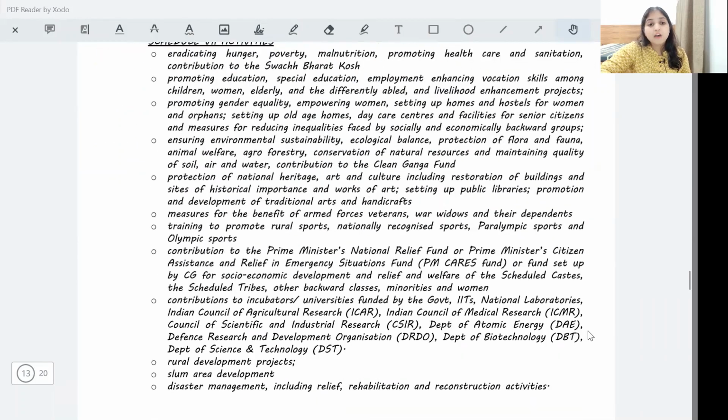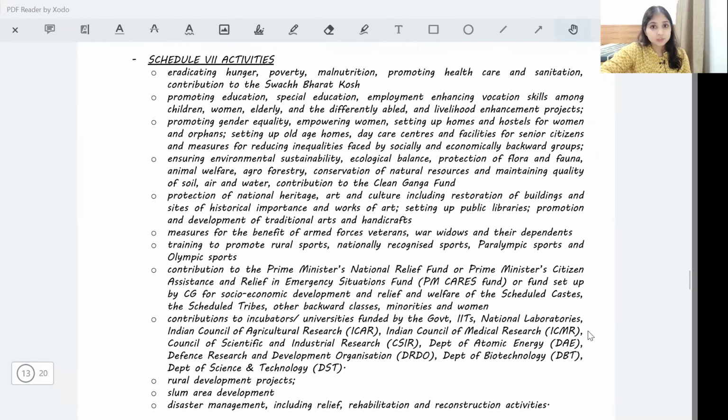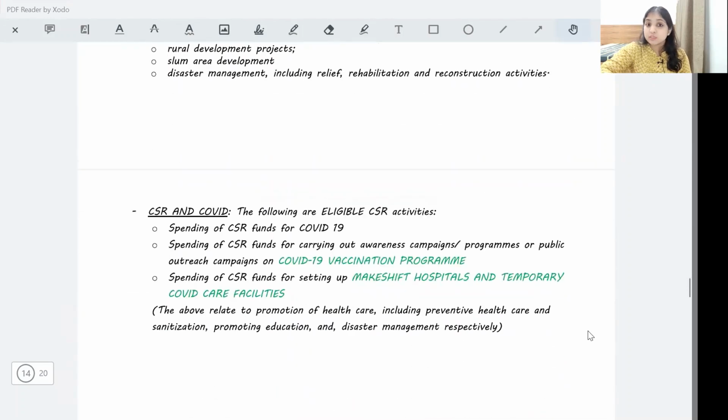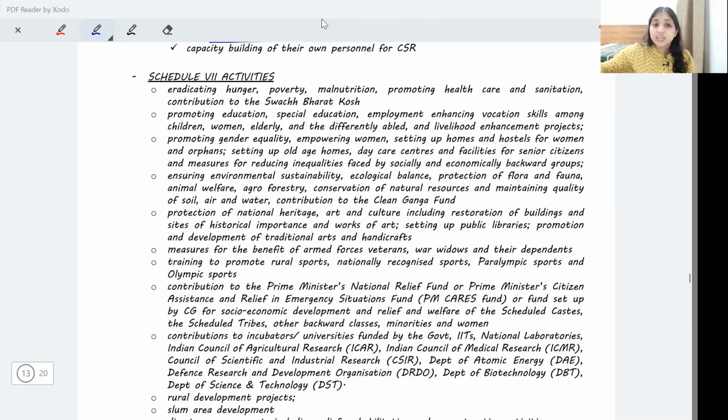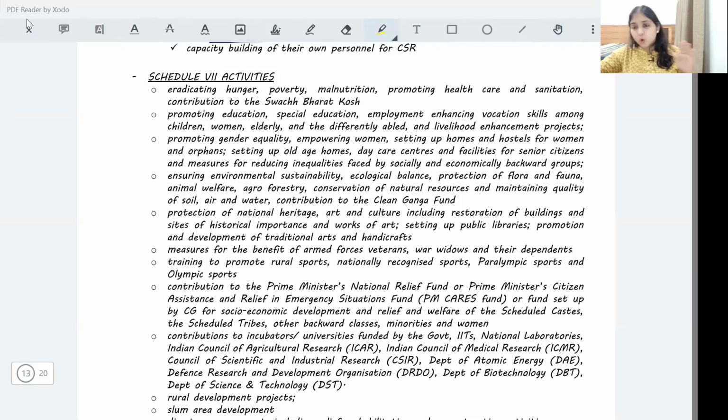All right, and after this, we just have two more concepts to learn under CSR, Schedule 7 and then about COVID. Now, Schedule 7, you don't have to learn up or memorize this entire list. Just read this list once and just be aware of the points which are written in this list.